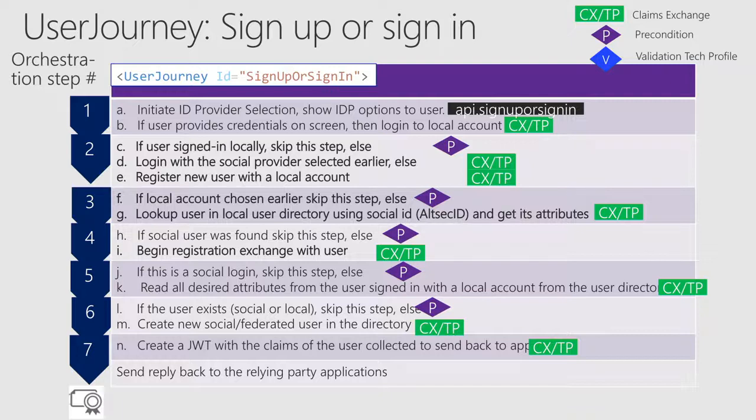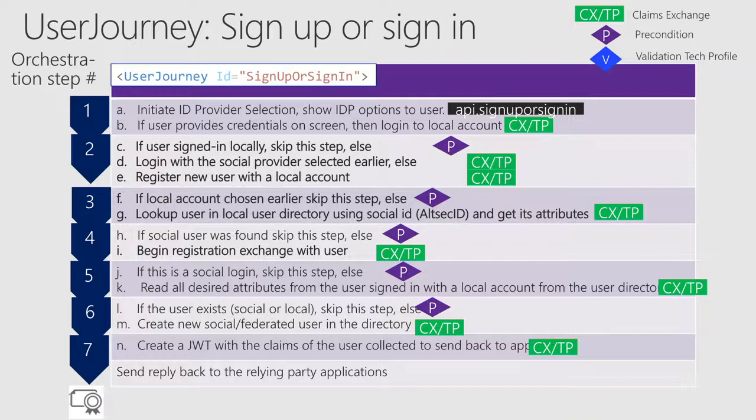In the fourth step, by this time, we have already done a check in the directory to see if the social account exists or not, if the user's account exists in the directory or not. If it does not exist, then that means the user has authenticated using a social IDP and we need to register the user. So in the fourth step, there's a registration page with all the attributes that the user can provide, and then we attempt to create the account.